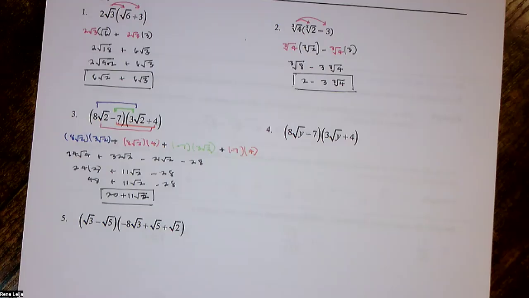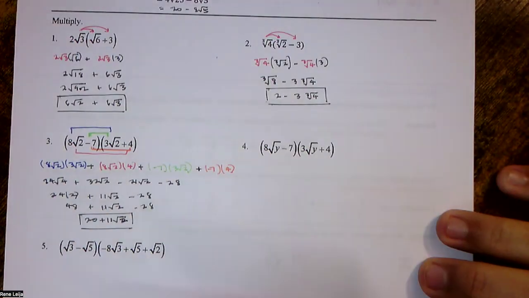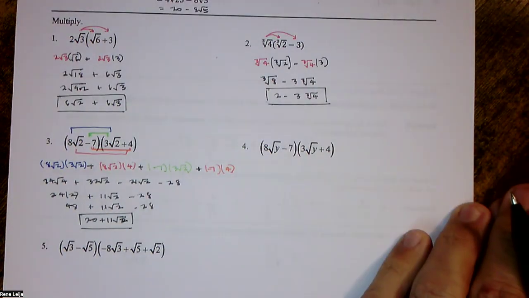Okay, so once you simplified and cleaned everything up, you should have gotten 20 plus 11 root 2. All right, so now let's go to number 4. We're going to do the exact same thing. I'm not going to color code now because you should know how to FOIL.